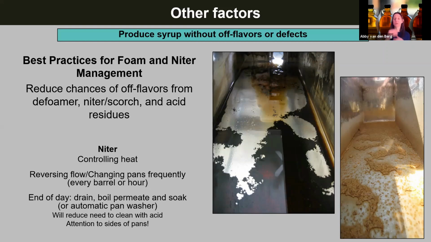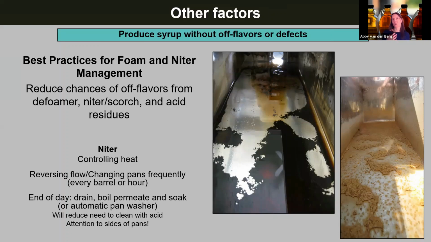All of those things are going to reduce how hard the niter is adhered to the pans, which is going to reduce the chances of niter off flavor and scorch and burn, but it will also reduce our need to clean with acid. And not only is that good because of course now we have new regulations coming down the pipe that are going to make cleaning with acid even less desirable than it ever was, but also because when we're cleaning, especially if we have really nitery pans that we're cleaning with acid, we need to be excruciatingly careful to remove all of the niter when we do that, including from the sides of the pans. And that's because acid residues can get trapped in any remaining niter, and so it can then lead to that acid residue contaminating the syrup.